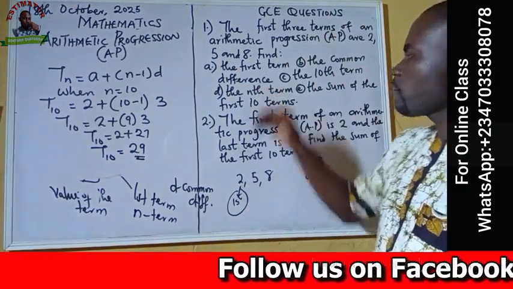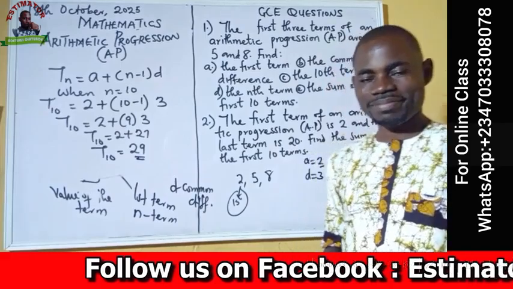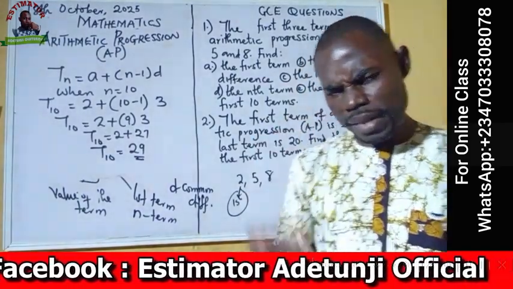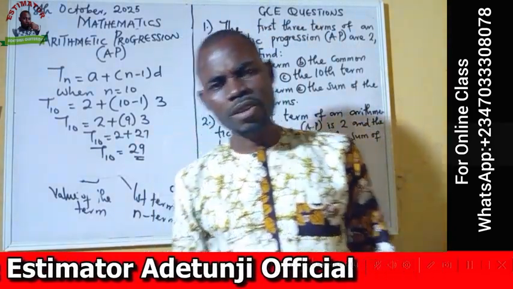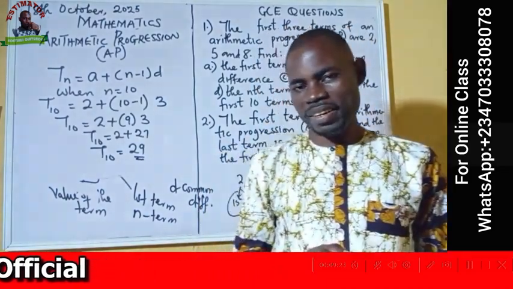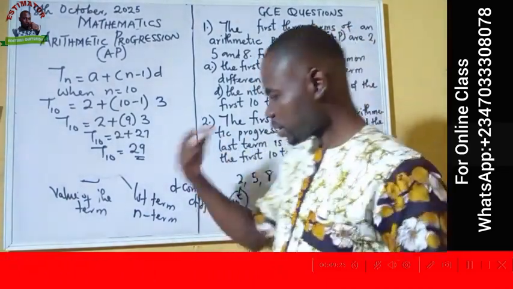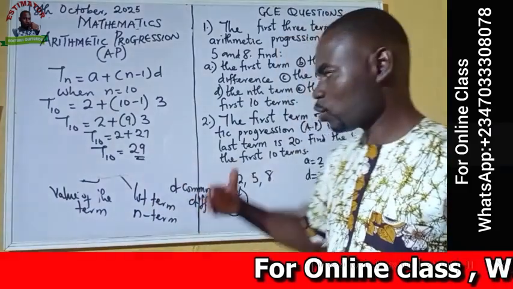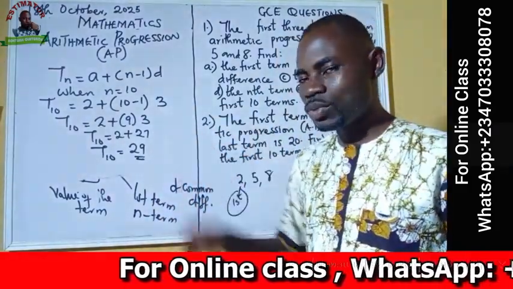This question said, find the nth term. Very interesting. Whenever they ask to find the nth term, what do you want to bring out? They want you to generate a formula that will give birth to the items or to the numbers in that particular sequence.